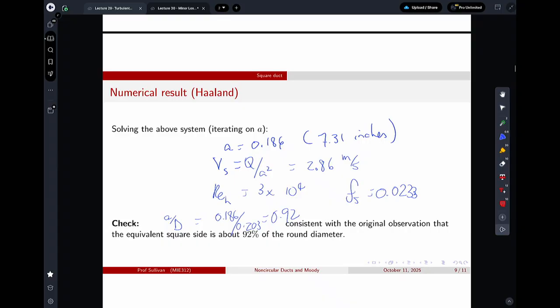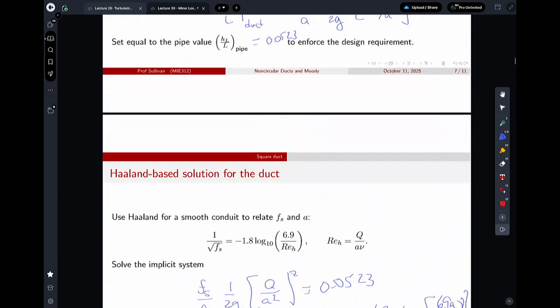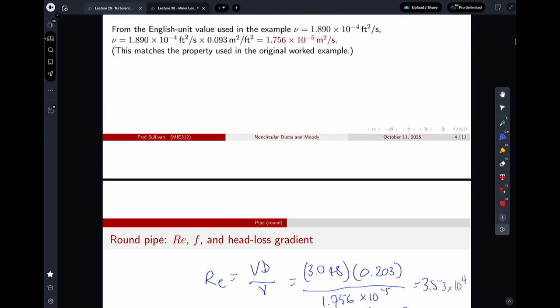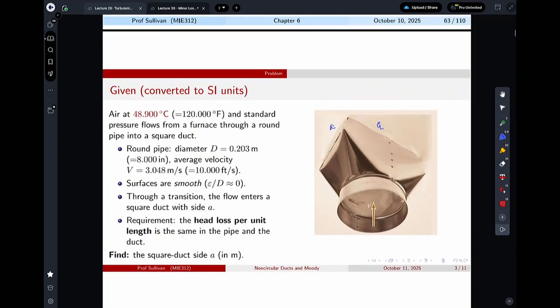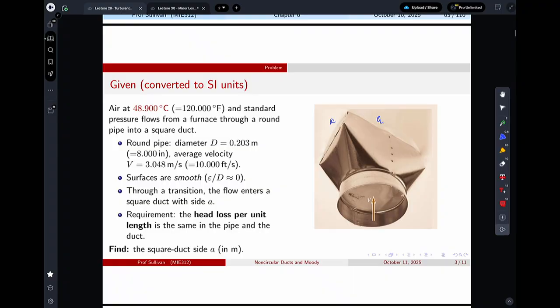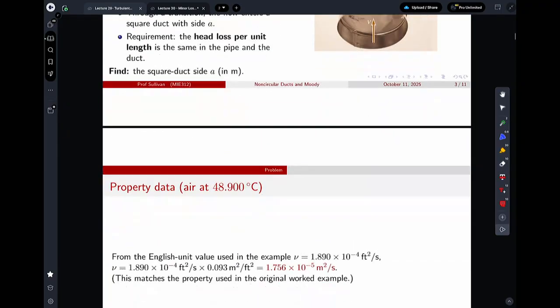Go ahead. Why were you able to set the head loss in the pipe to the head loss in the duct? Are we just assuming that they're the same? It was a given requirement. The requirement was that it had to be the same. You were told in the beginning of the problem, the head loss per unit length is the same in the pipe and the duct.